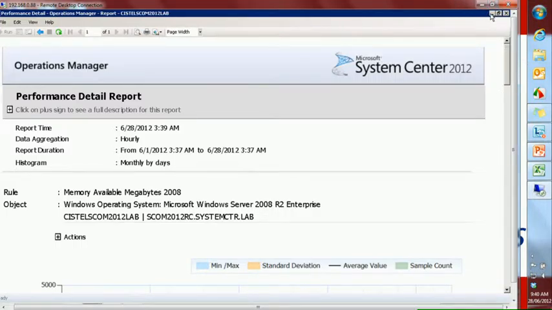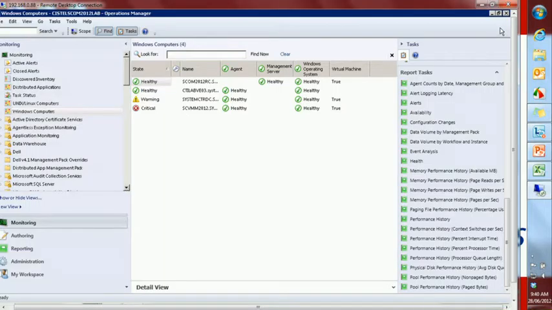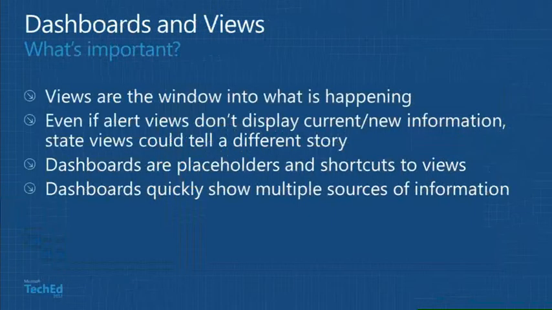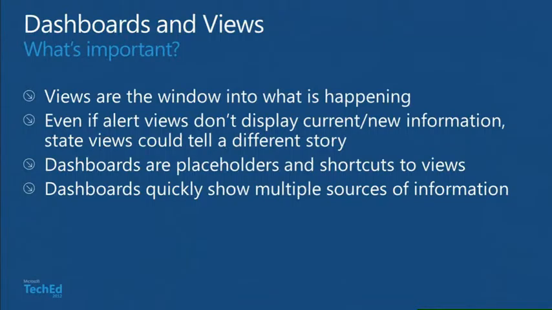Okay, so that is what I want to talk to you about with regards to reporting. The last section I'll cover is going to be on dashboards and views. By default, you get information in the Ops Manager console from views. That alert view at the top, the active alerts view, is an alert view. The Windows Computers view I showed you is a state view, which shows object health state.